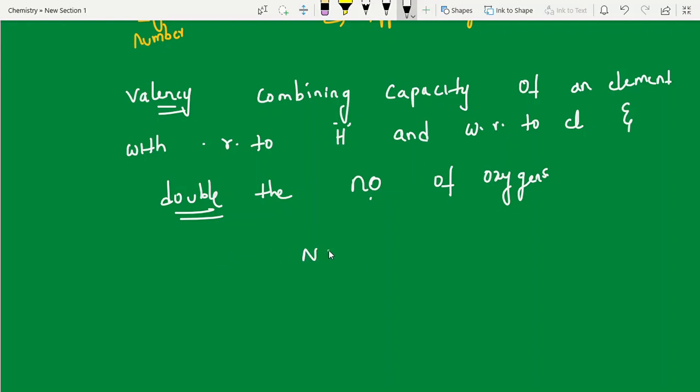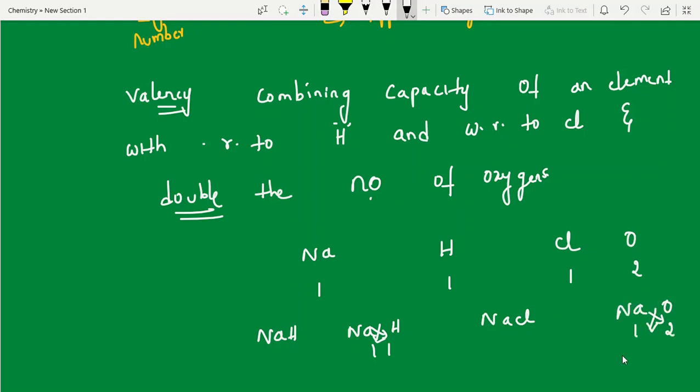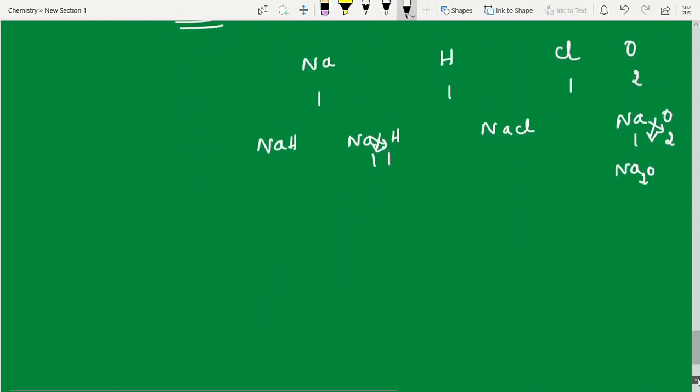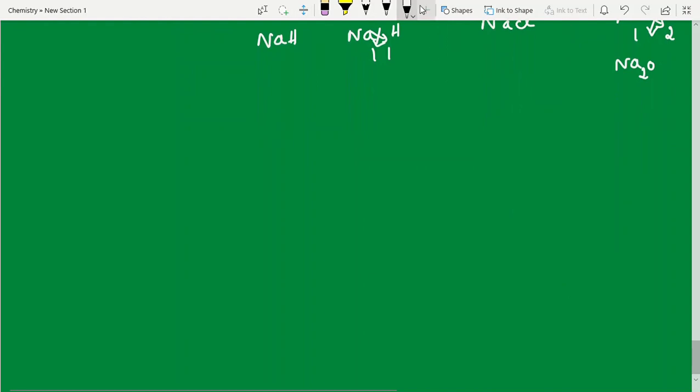Suppose you take sodium with hydrogen, chlorine and oxygen, its valency is 1 only. Here 1, but here 2. You can write Na and hydrogen 1, 1. Then cross multiplication: sodium hydride is the formula, same like sodium chloride. But if you take sodium and oxygen, this is 1, this is 2, double the number of oxygens always. That's why this is Na2O. This is valency. You can go for valency in all the cases, students, second period and third period elements. After this, I am going to close oxidation states, inert pair effect, and other points I am going to upload in the next video.